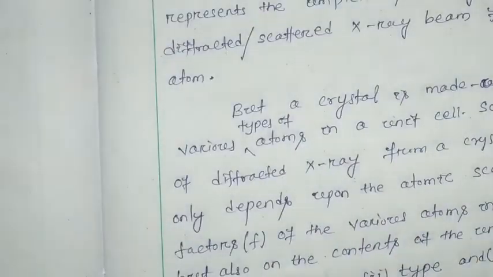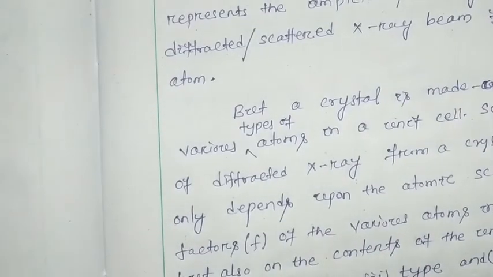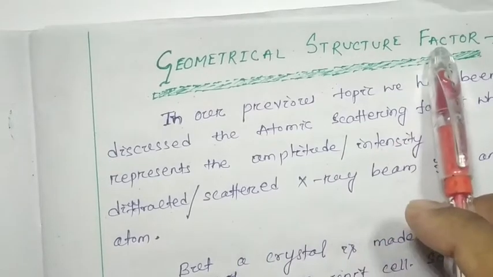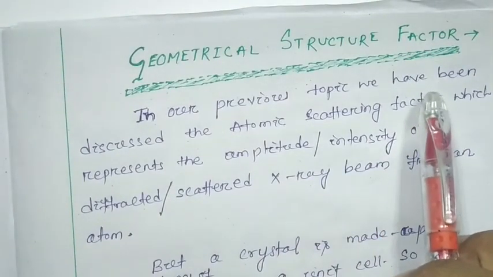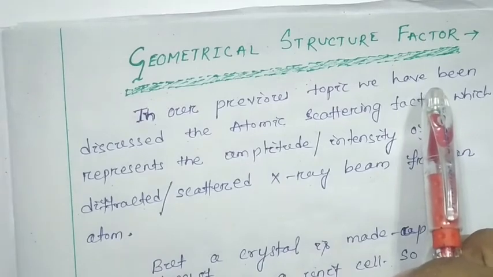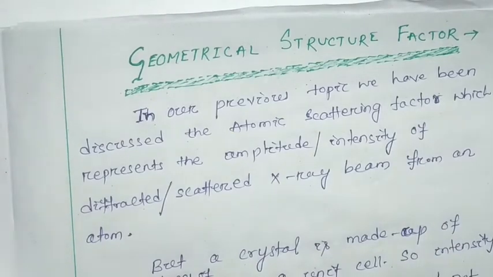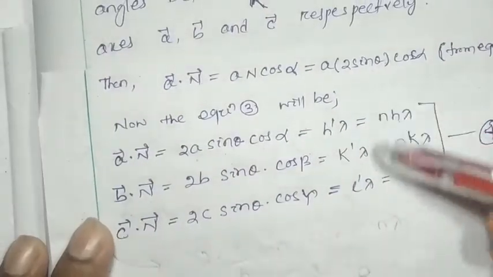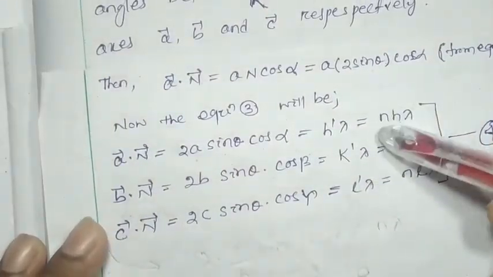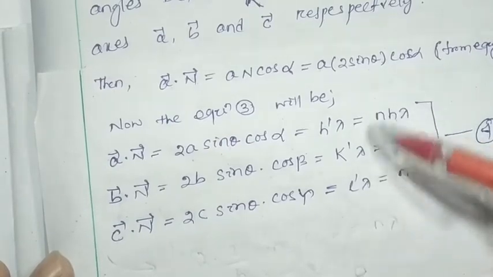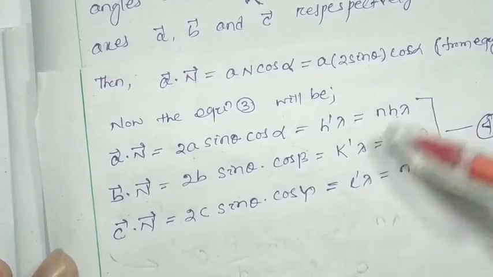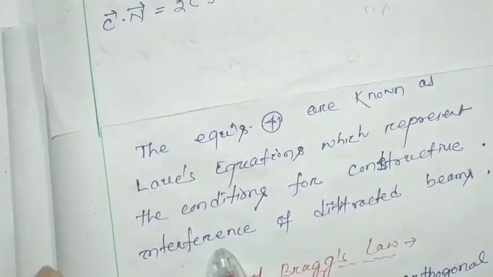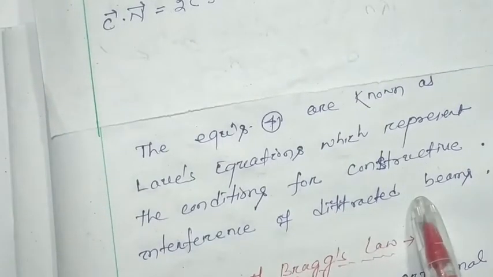Today we are going to discuss the geometrical structure factor. In our last two classes we discussed in detail the Van Laue equations. These equations are nothing but the so-called conditions for constructive interference of diffracted beams.